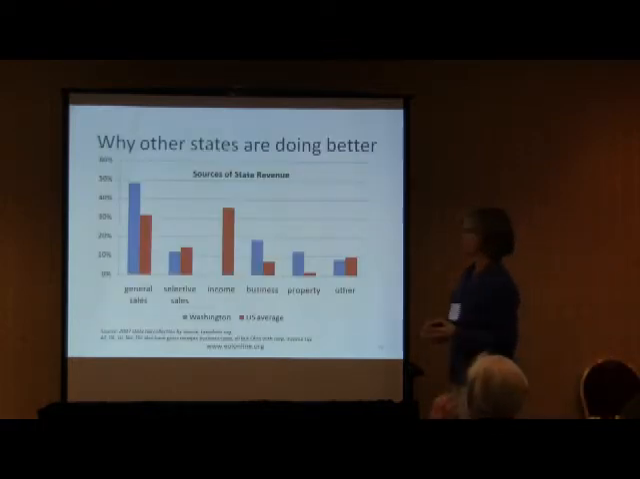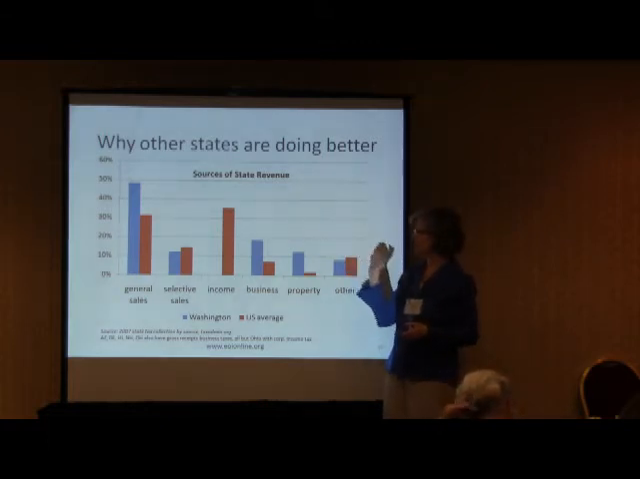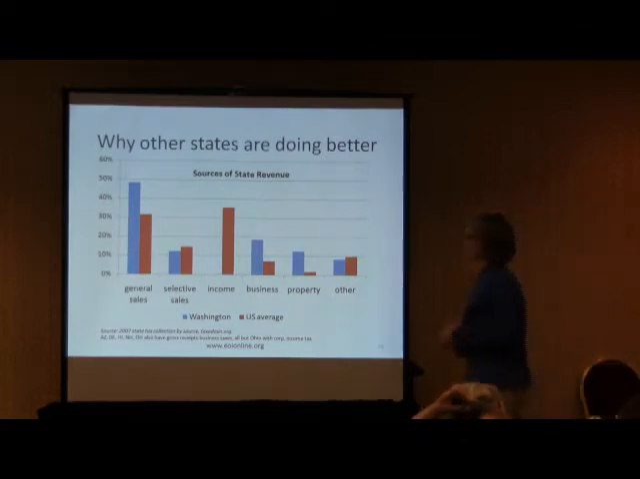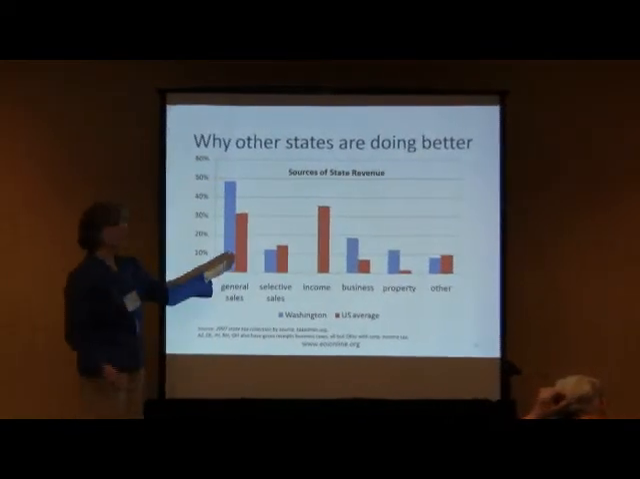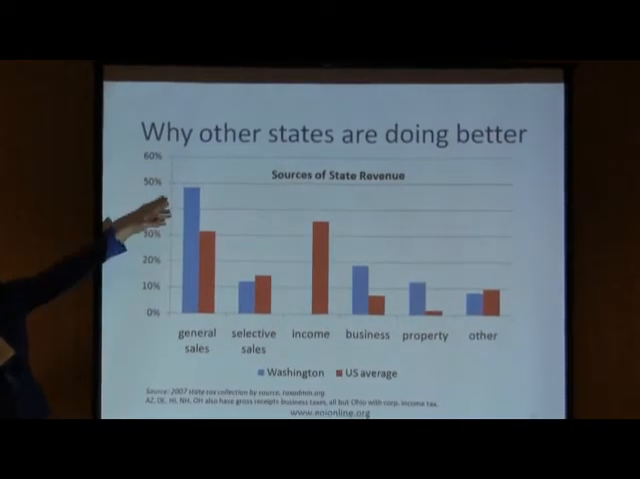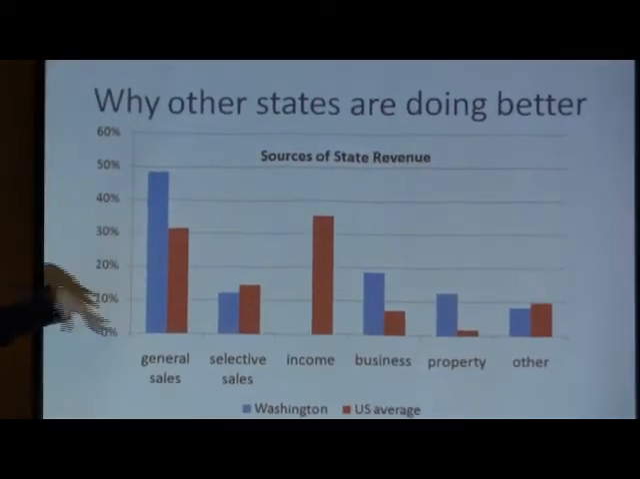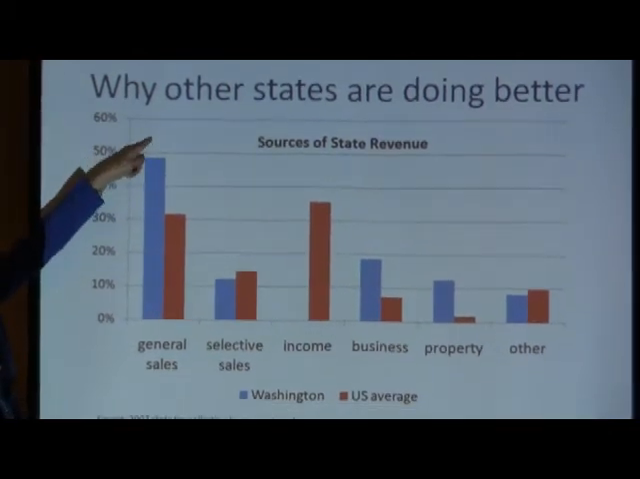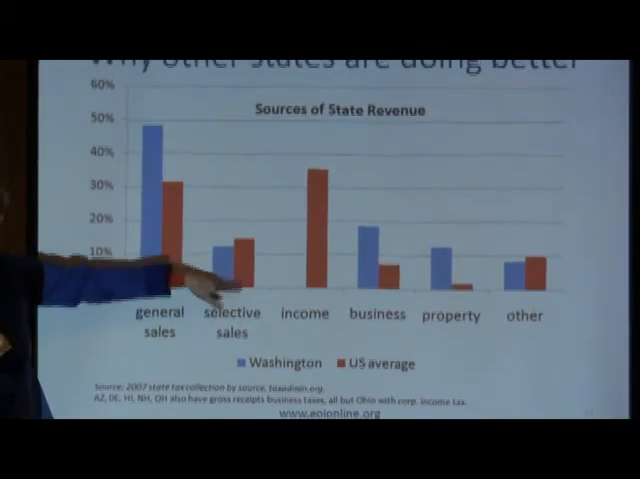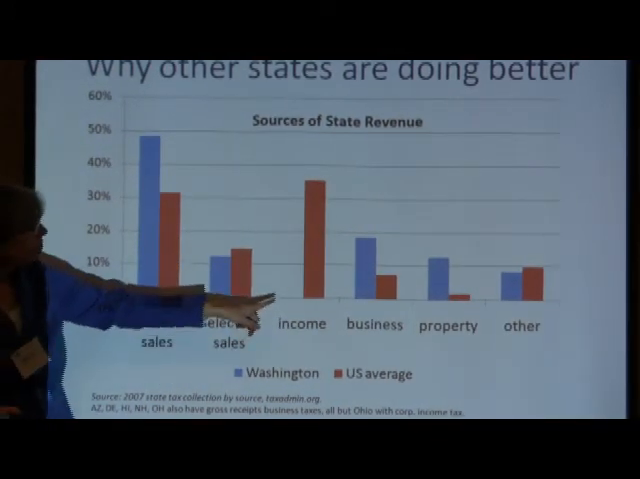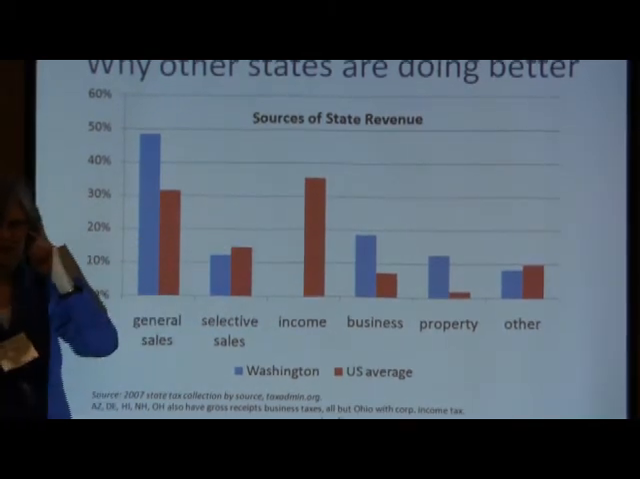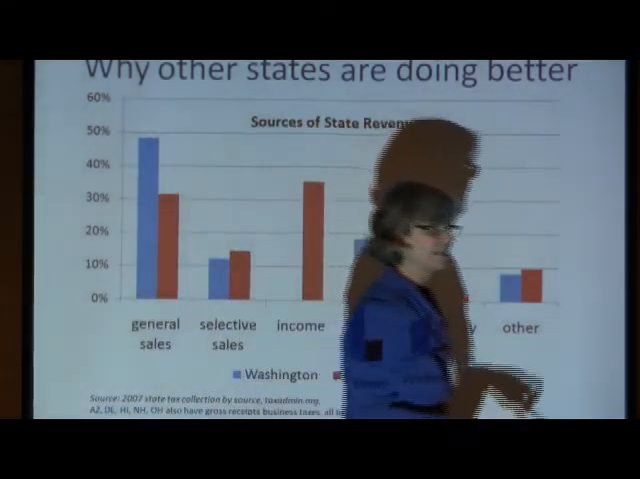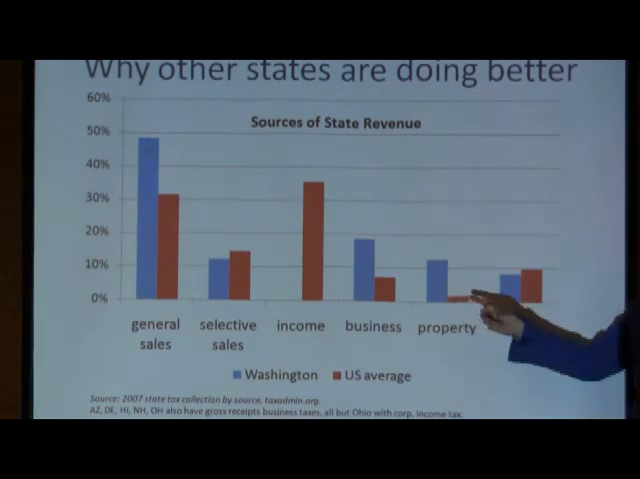Somebody asked earlier about other states and where they're getting their revenue. So this shows Washington compared to the U.S. average in terms of sources of revenue that come to the state. Here you see the typical state gets about a third of its revenue from general sales tax, whereas we're getting, this shows only 50%. As you saw earlier, if you did it for this year, it'd be a little over 52%. Selective sales taxes were about the same. Most states get quite a bit of revenue, about a third or more, from an income tax. We actually collect more in business taxes than a lot of states that have a business income tax.